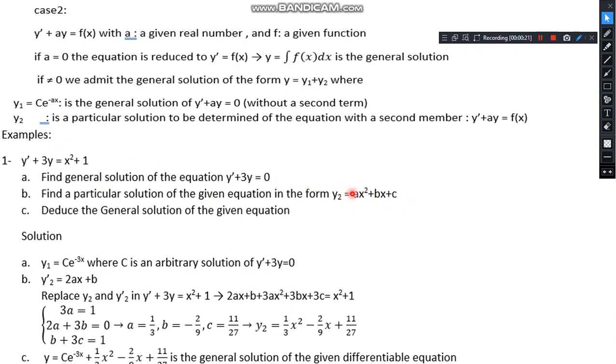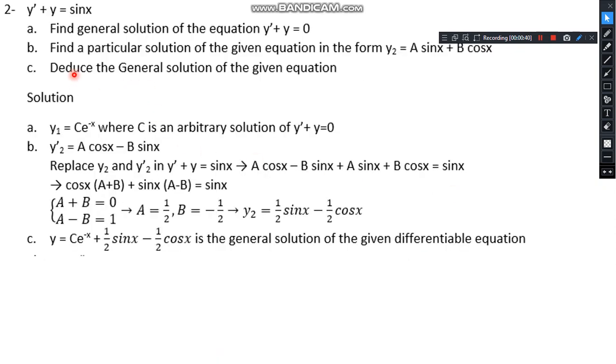Degree 2, I take degree 2. So I derive it here. As you can see, y' here is 2ax + b. I replace y' and y2 here, and I equate it to x² + 1. I have the general solution plus the particular solution here that we found.